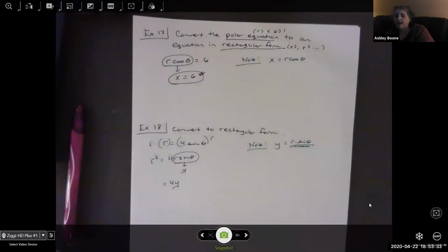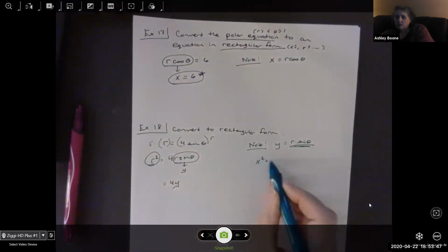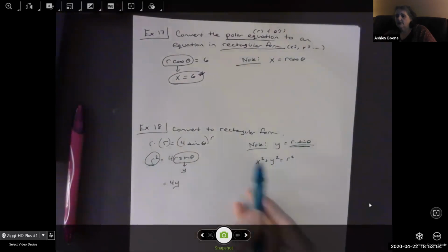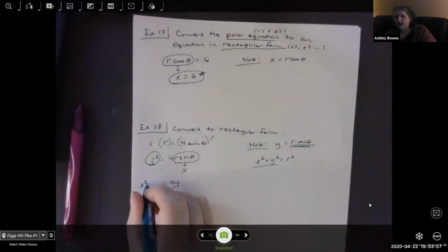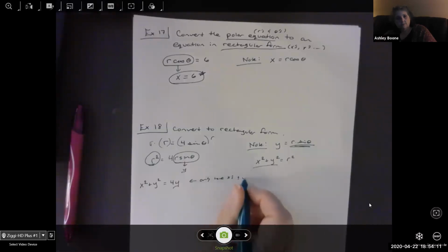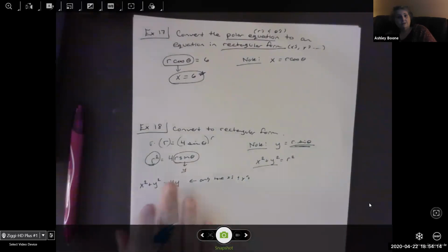Now look over here on the left. We have an r squared. Do we know anything about r squared? Think about the things that we had before, okay? Remember, we know that x squared plus y squared is equal to r squared. So we have an r squared. We can replace it with x squared plus y squared. So I have x squared plus y squared equals 4y. Okay. Notice at this point, we only have x's and y's, no r's and thetas. So good. We now have something that's rectangular in form.